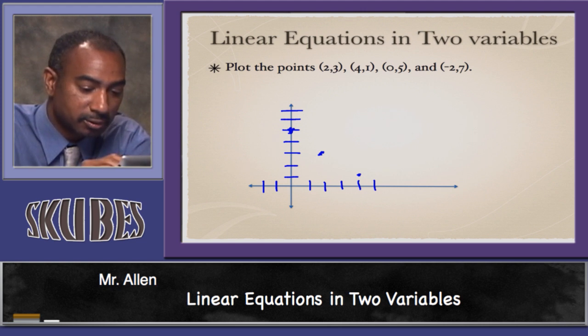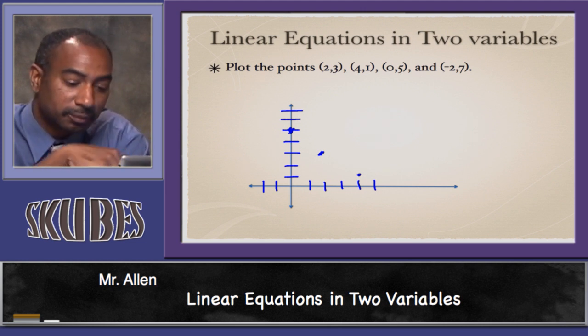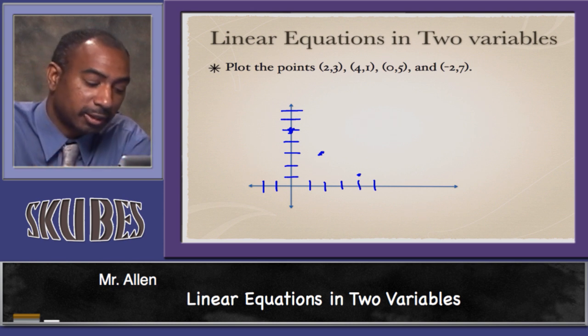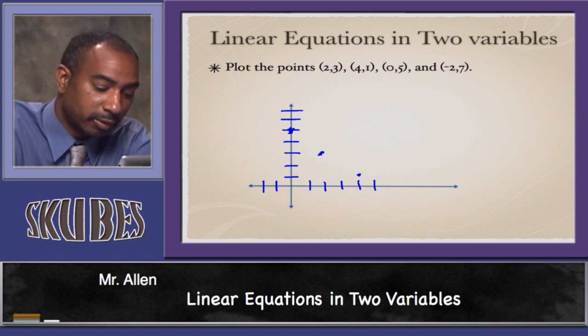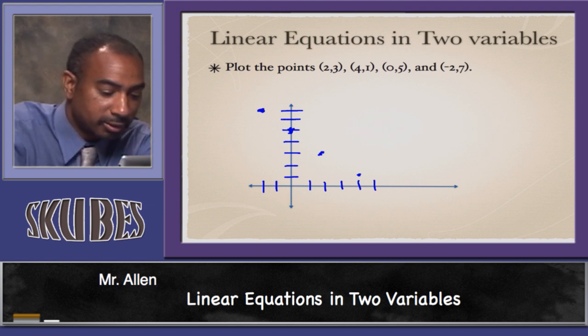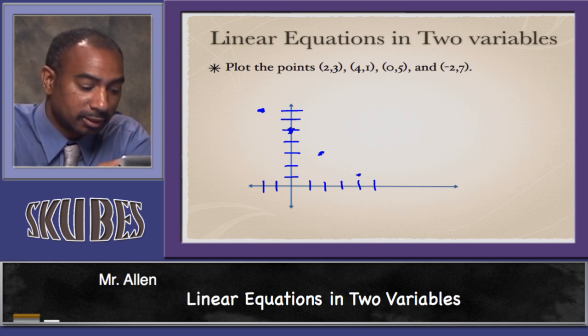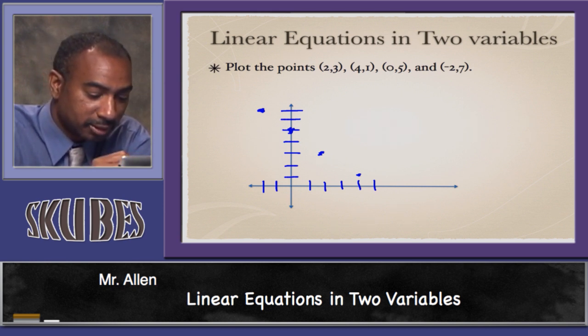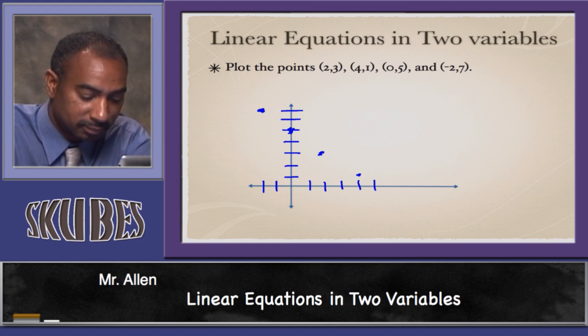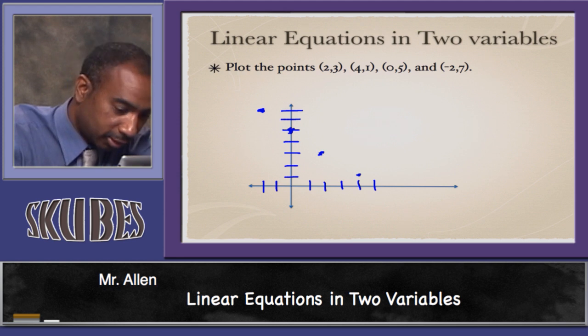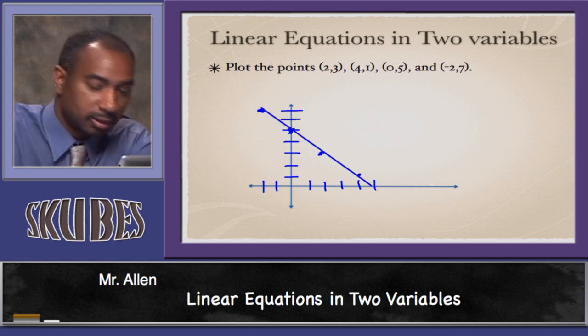And you have (-2, 7). The negative tells you, if it's in the first coordinate, go to the left 2. And then you have to go up 7. So that's 5, 6, 7. And notice that these points are lined up in a row. We call that collinear. So what we're going to do is connect them to make a line.